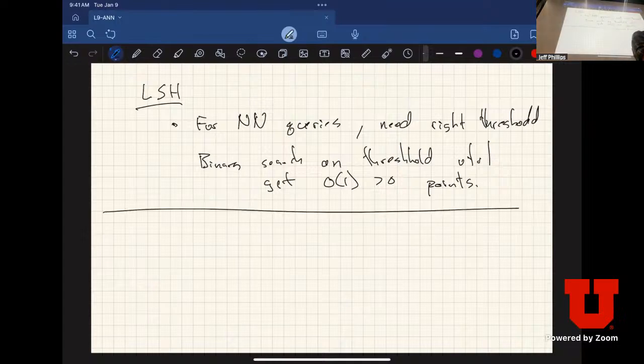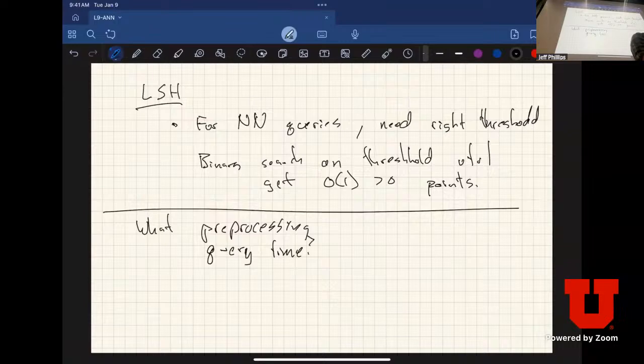The other question is, what is the pre-processing and the query time? For building a binary tree, I needed n log n pre-processing. I needed to sort the data, and then queries were log n. What can I get here for locality sensitive hashing? This you won't know, so you really need to think about this.